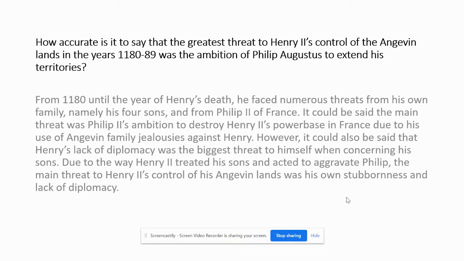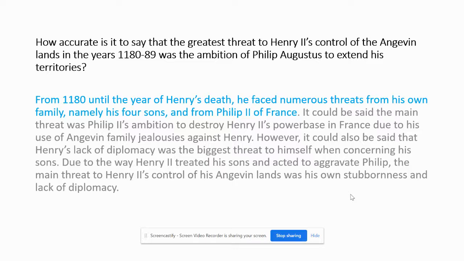And in the answer here, you can see that the student has started the introduction with a bit of context. From 1180 until the year of Henry's death, he faced numerous threats from his own family, namely his 4 sons, and from Philip II of France. So they've not done a lot there to contextualize what's happening, but they have mentioned the sons, and they've highlighted that Philip Augustus was also called Philip II of France. So there's a little sense of I know what I'm talking about.